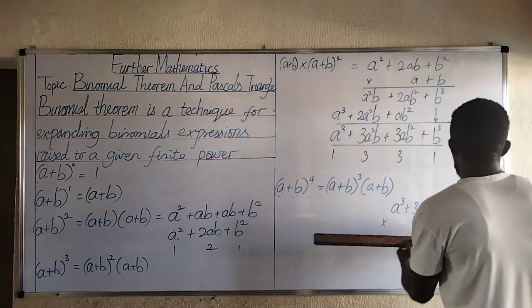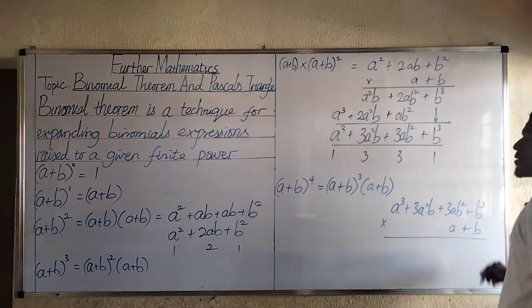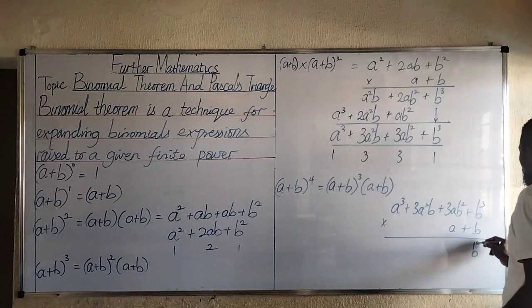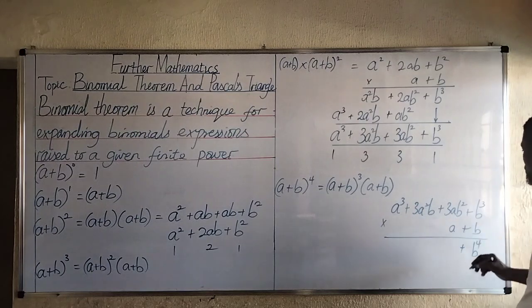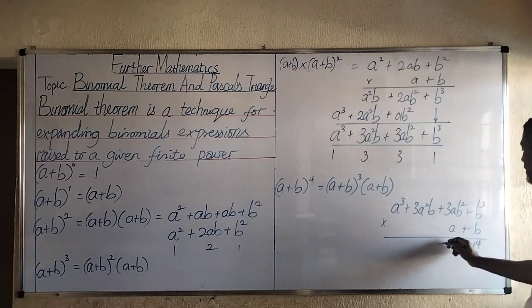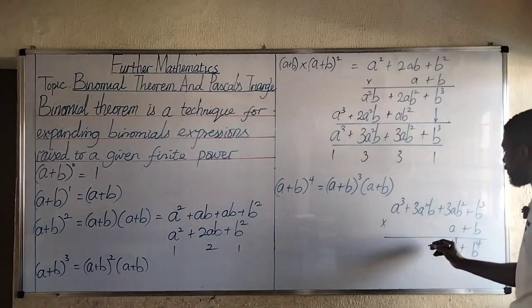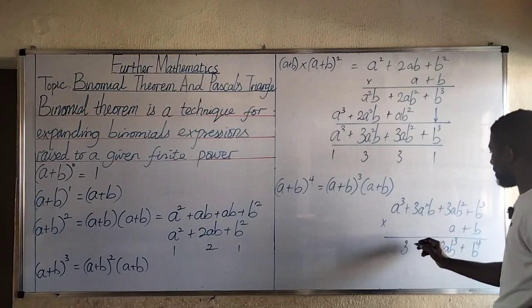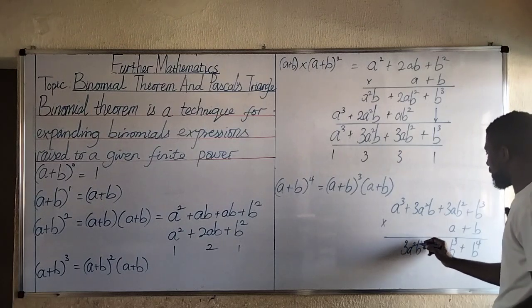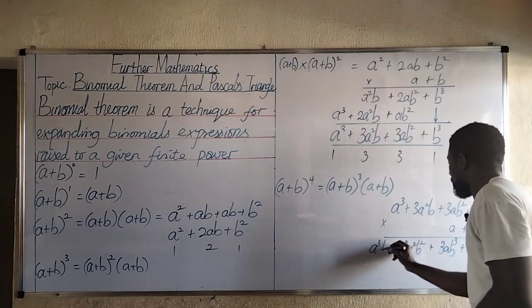Okay? So when we multiply this out, let's see what it gives us. We are going to get b times b raised to the power 2, which gives b raised to the power 4. Put your plus. b times this will give us 3ab cubed. The plus, b times this will give us 3a squared b squared. And b times this will give us a cubed b.